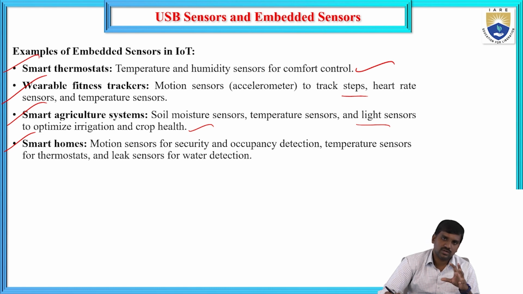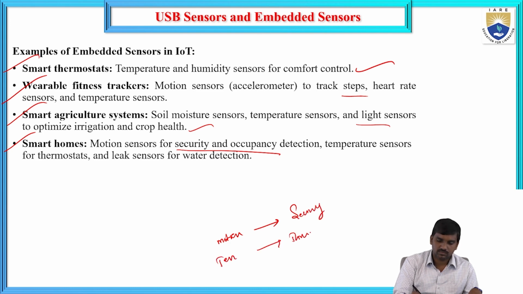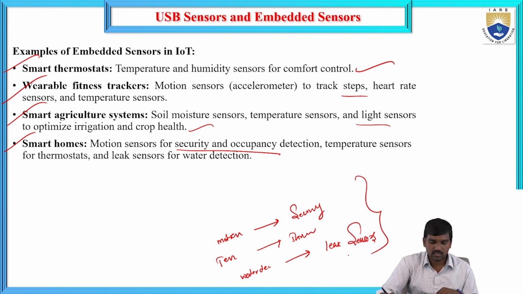It depends on the different applications. We make different applications, like motion sensors for security, temperature sensors for thermostats, and for water detection we use leak sensors. So these are the examples of embedded systems in IoT.